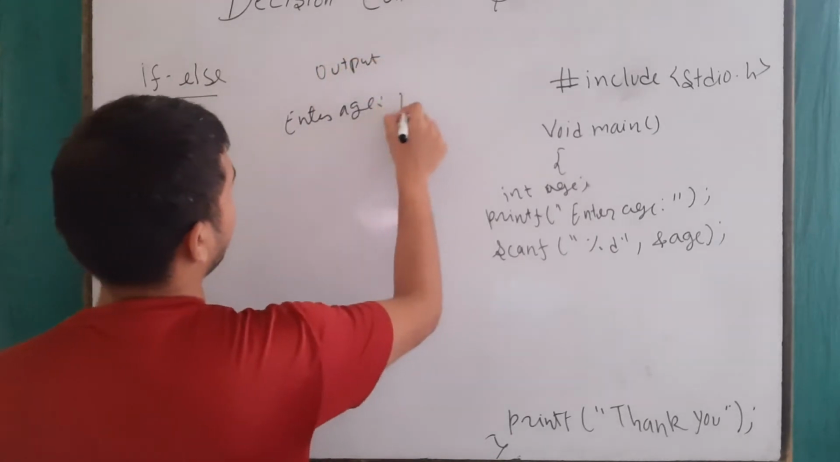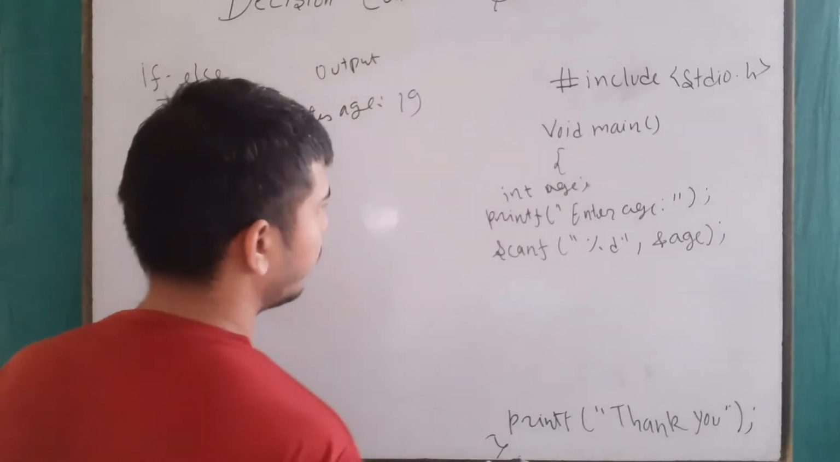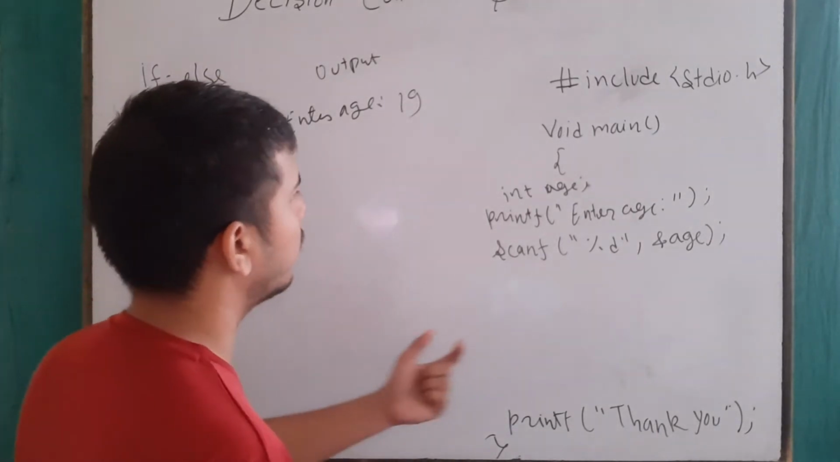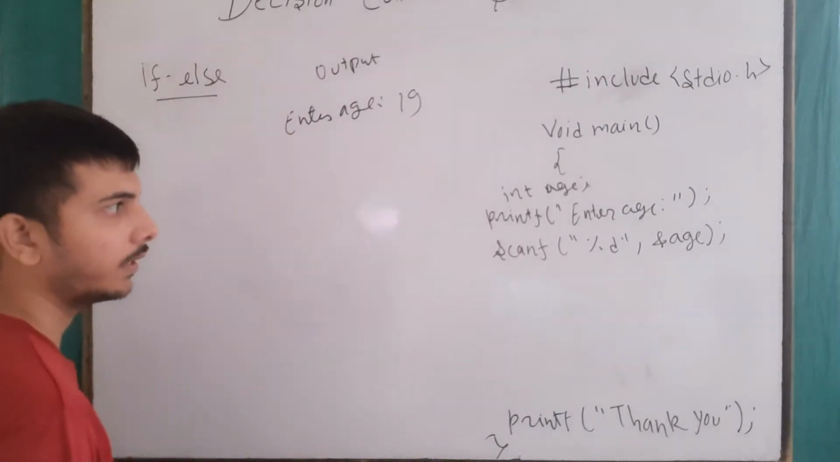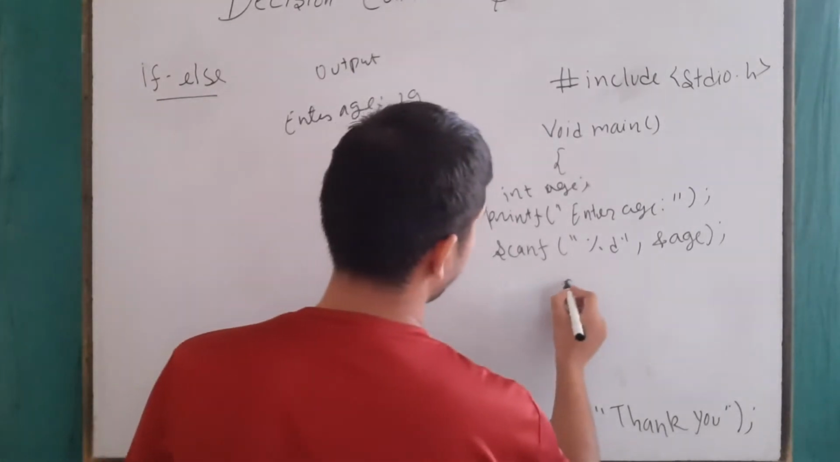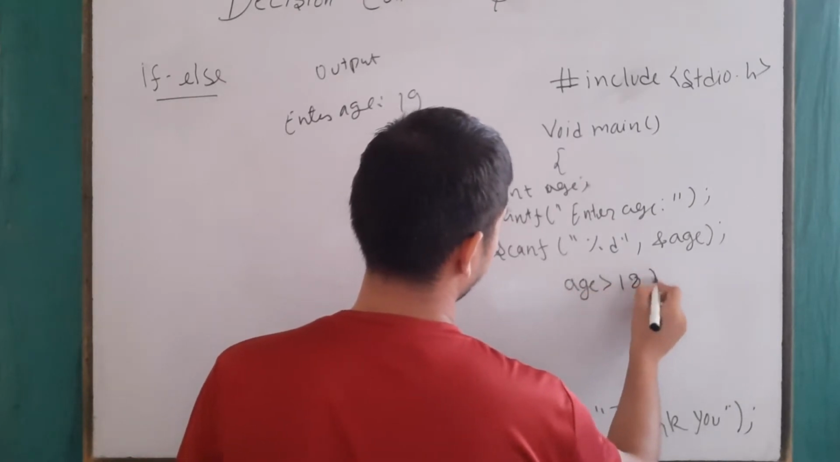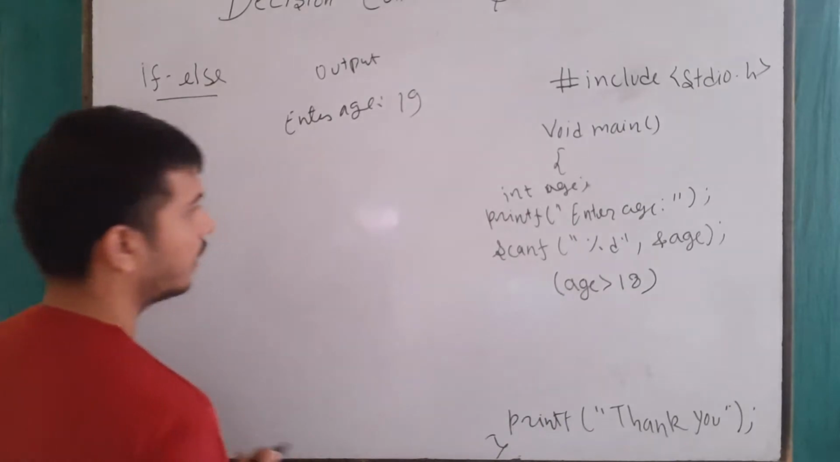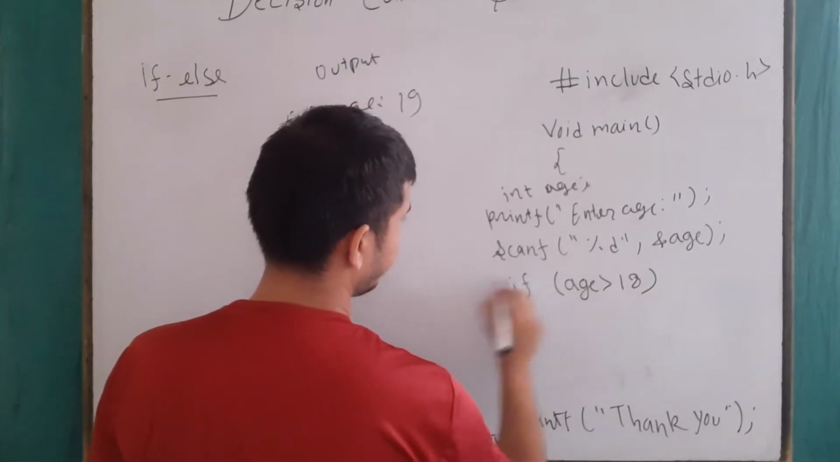Let's say I write 19. Remember that our computer is a dumb machine. We have to tell it everything. Now what will be the condition to vote? The age should be greater than 18. So our condition will be age greater than 18, right? This is our condition. Now to do the work according to the condition, we use if.